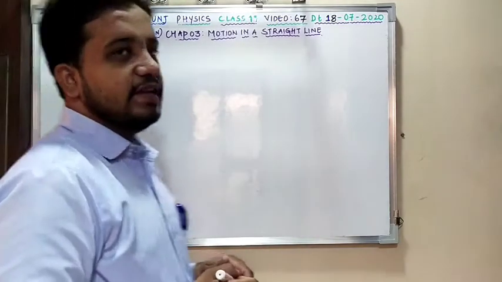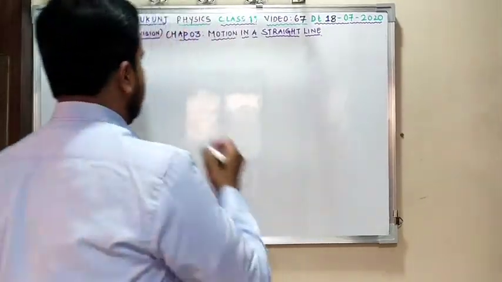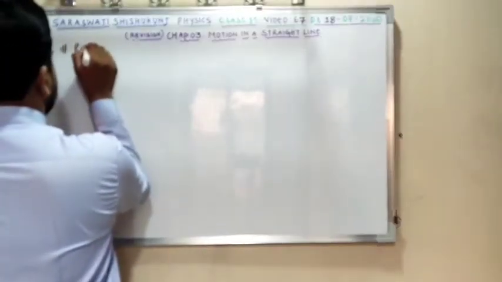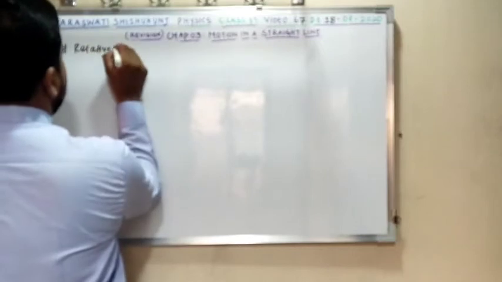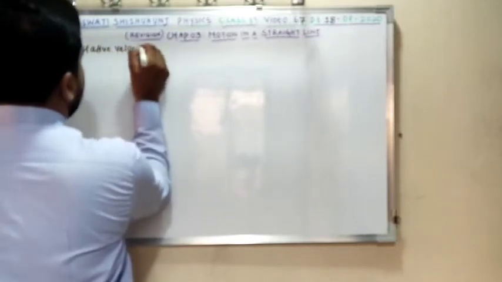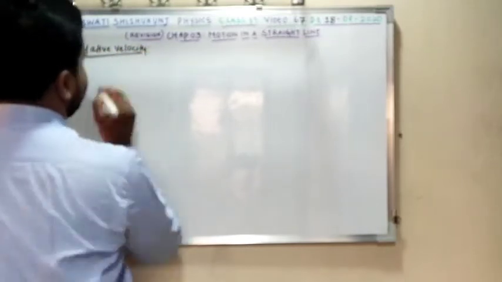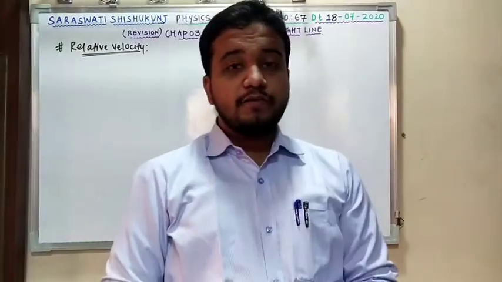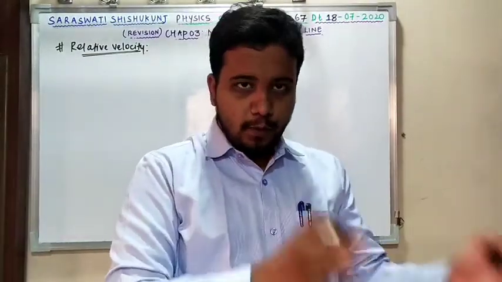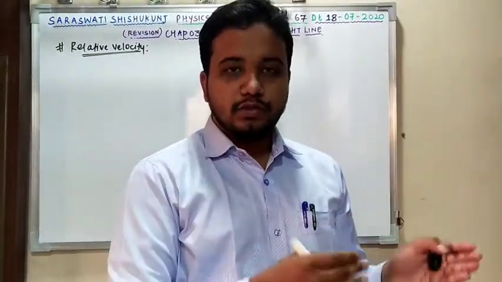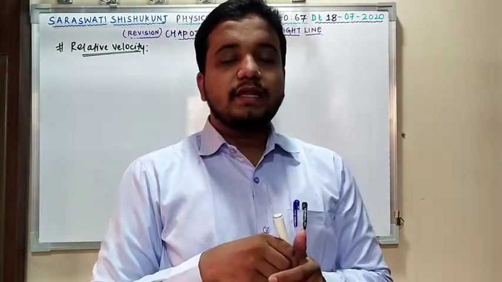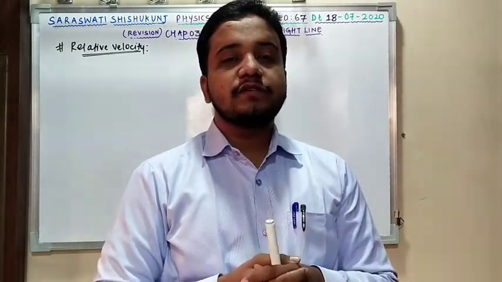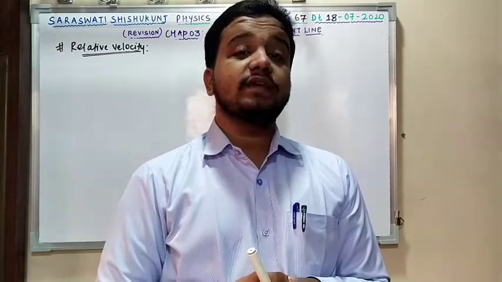Now moving ahead to the next topic, that is relative velocity. What exactly does relative velocity mean? The relative velocity of object 2 with respect to object 1, when both the objects are in motion in the same direction, is nothing but the time rate of change of position of object 2 with respect to object 1.